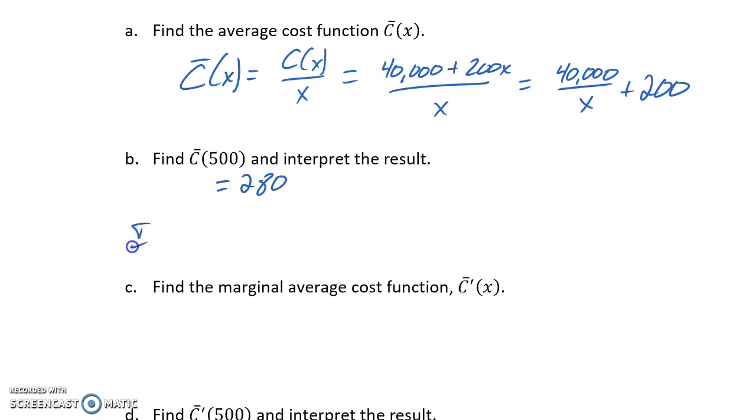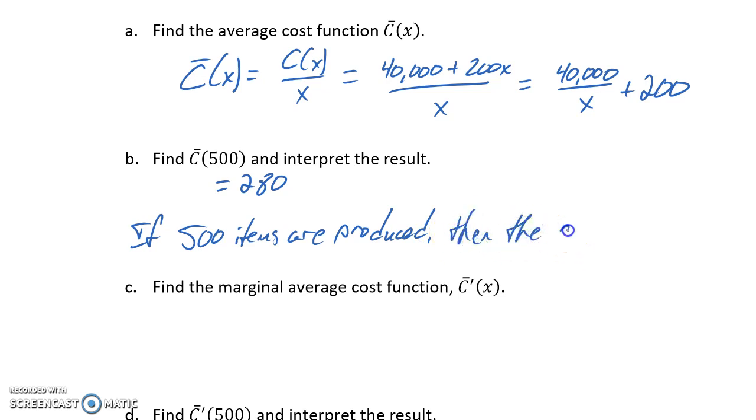And then interpreting that result, we could say that if 500 items are being produced, then the average cost per item is $280. So evaluating our average cost function at a specific amount tells us what the average cost per item is at that particular production level.